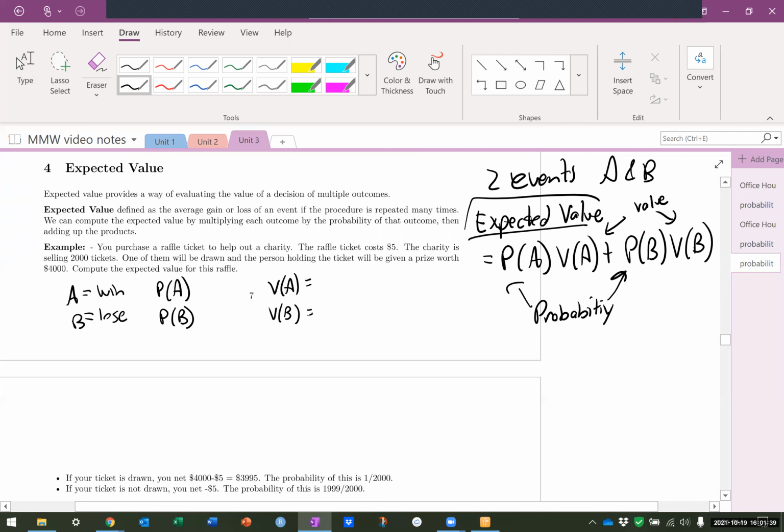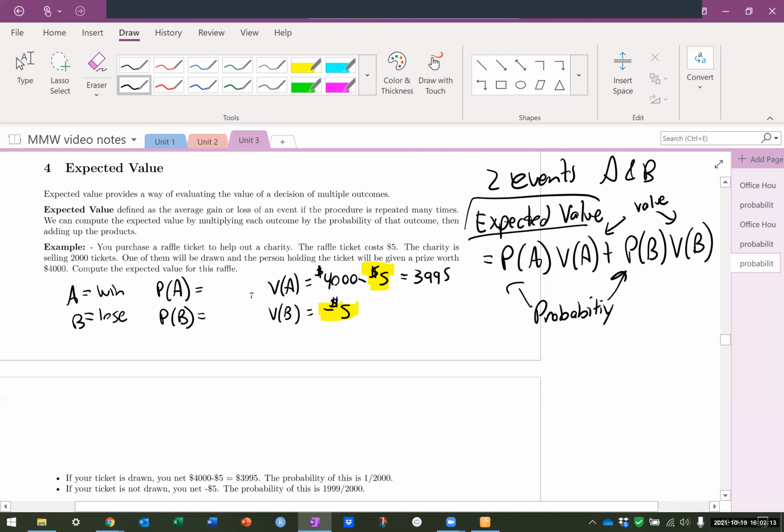Let's do the values first. If you lose, you're out $5. You paid $5, so we're going to make that negative. That's kind of important: -5. But if you win, you will get $4,000 from the charity, minus 5. Don't forget this. You've still paid $5 for that winning raffle ticket, right? So this will be 3,995, your net win in the event of a win.